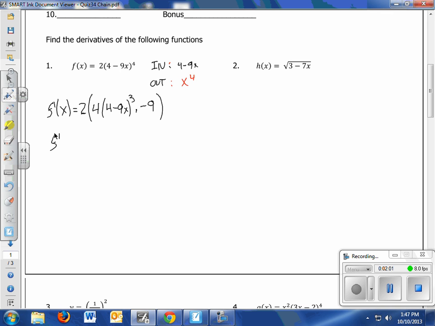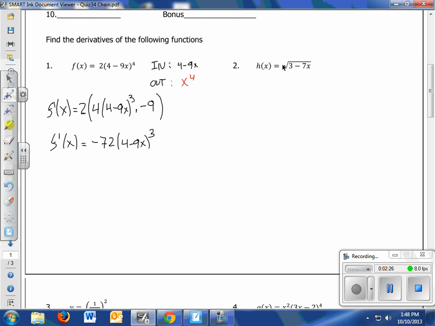Well, I can simplify this easily by multiplying the 2 and the 4, and that's 8, and then multiplying the 8 and the negative 9, and getting negative 72 times 4 minus 9x cubed. Okay? And that's my answer. And this technically is an answer as well, but this is easy to do.